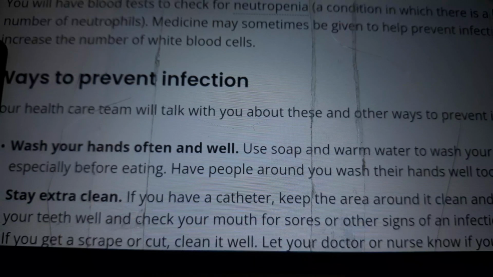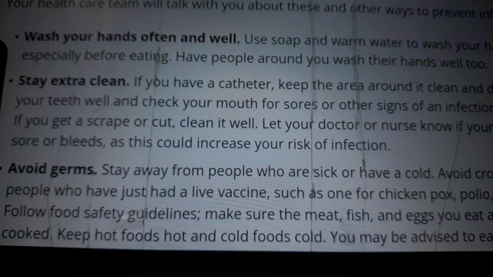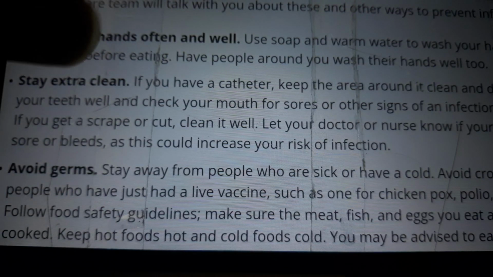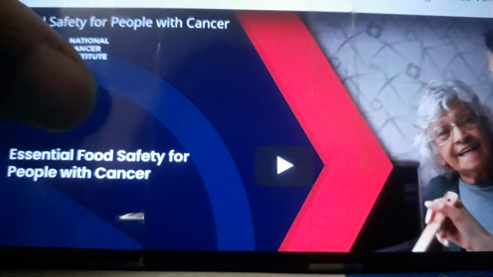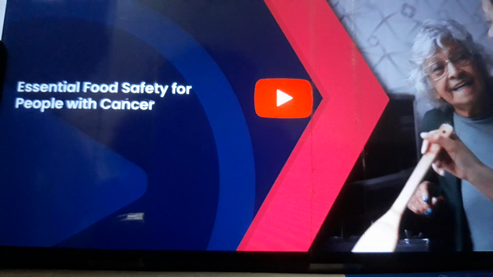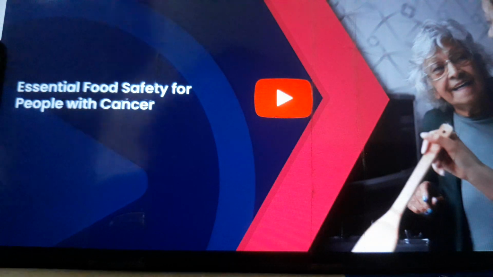You will have blood tests to check for neutropenia. That is a condition in which there is a lower number of neutrophils. Medicines may sometimes be given to help prevent infection or to increase the number of white blood cells. Ways to prevent infection: wash your hands often and well, stay extra clean, avoid germs. For food safety for people with cancer, please watch this video.